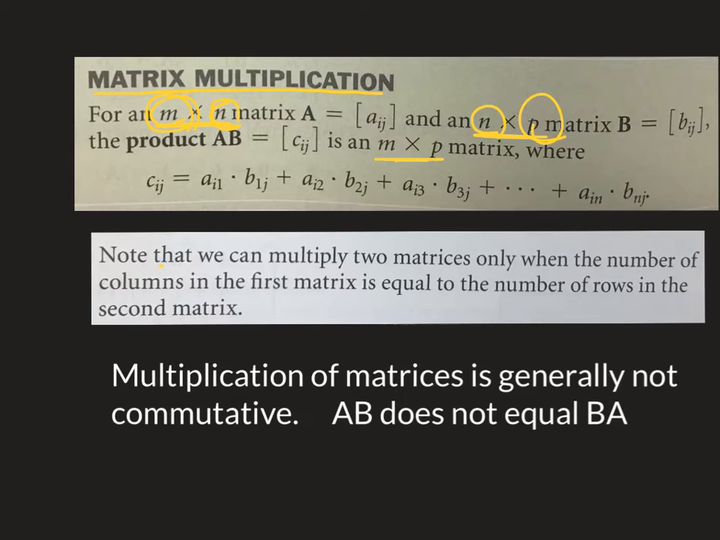It says, note, we can multiply two matrices only when the number of columns in the first is equal to the number of rows in the second. That's why the two middle ones are the same. And multiplication of matrices is generally not commutative. AB does not usually equal BA. That's one property of real numbers that's not true with matrices. Most of the time, if you multiply one way, then multiply the other way, you do not get the same answer. A lot of times you can't even multiply both ways.